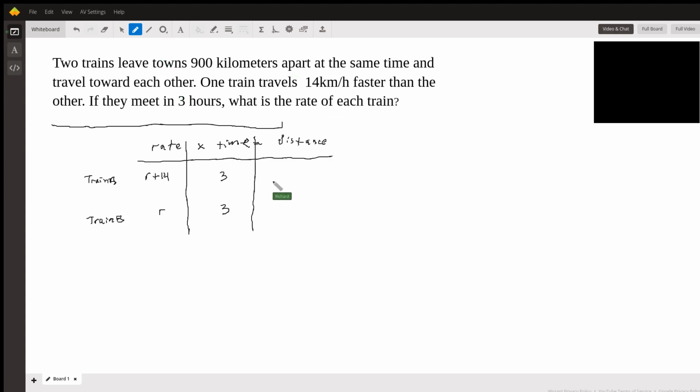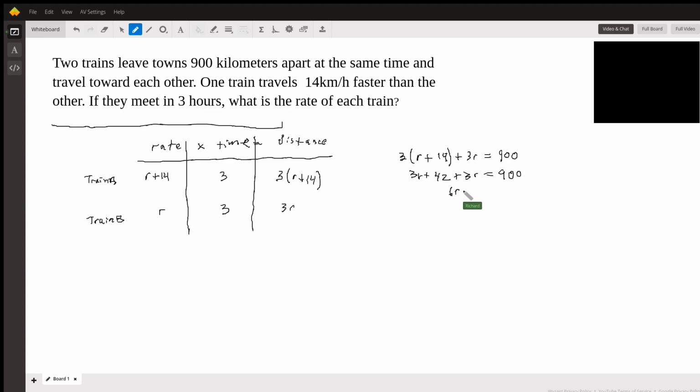Okay. So let's just multiply this out. So it's going to be 3 times R plus 14, and then 3 times R. And we know that the total distance traveled is 900 kilometers, so we're just going to set up an equation. 3 times R plus 14 plus 3R is equal to 900. I'll distribute the 3 now. You're going to get 3R plus 42 plus 3R equals 900.